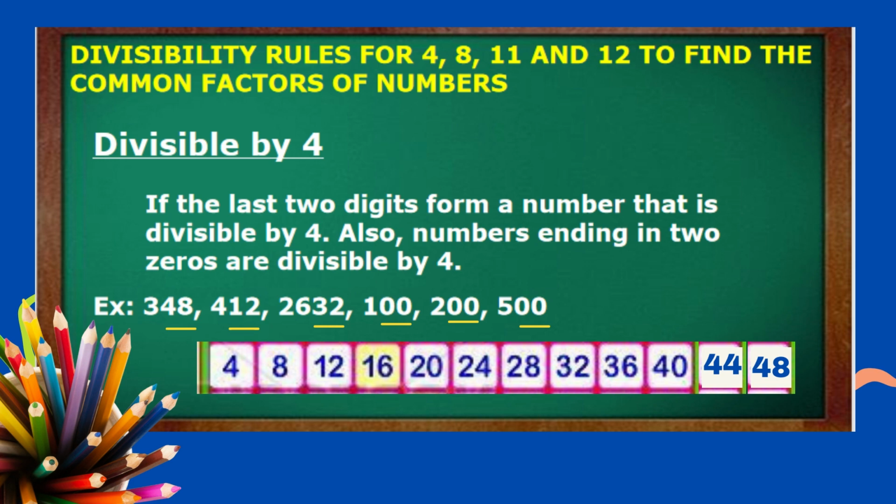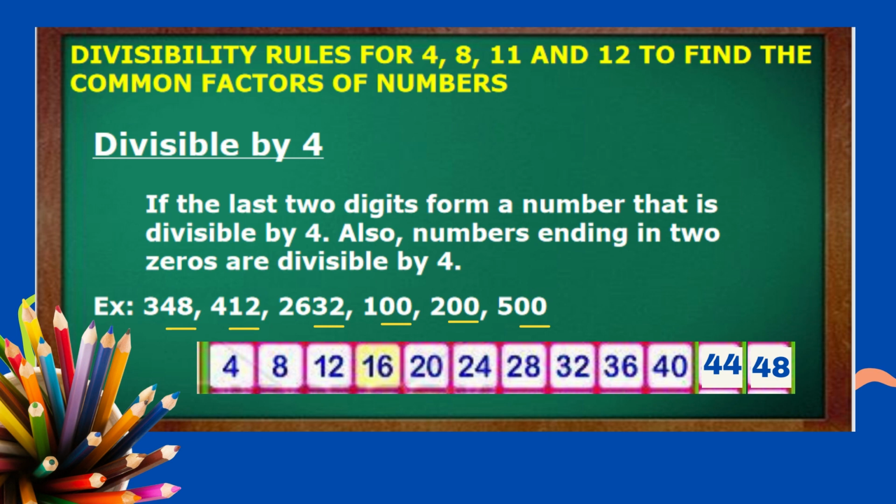For example, 348. Ang dulo ng 348 ay 48. 48 hatiin sa 4, 12. Another example, 412. Ang dulo ng 412, the last two digits ay 12. 12 hatiin sa 4 ay 3. Next, 2,632. Ang dulo niya ay 32. 32 hatiin sa 4 ay 8. Next, 100. The last two digits is 2 zeros. Tulad nga ng kanina, the last two zeros is divisible by 4. So 100 hatiin sa 4 is 25.